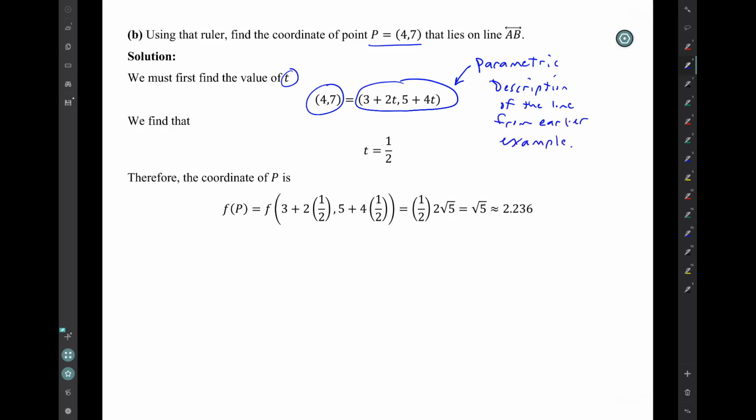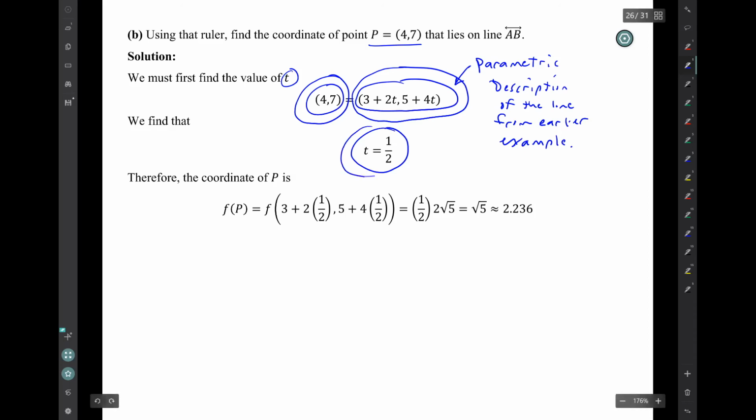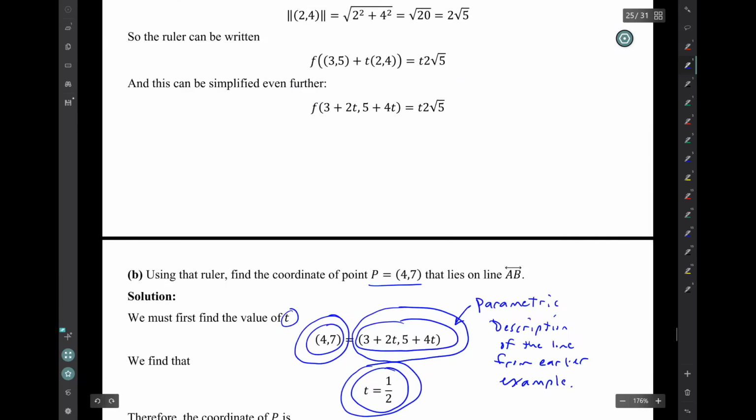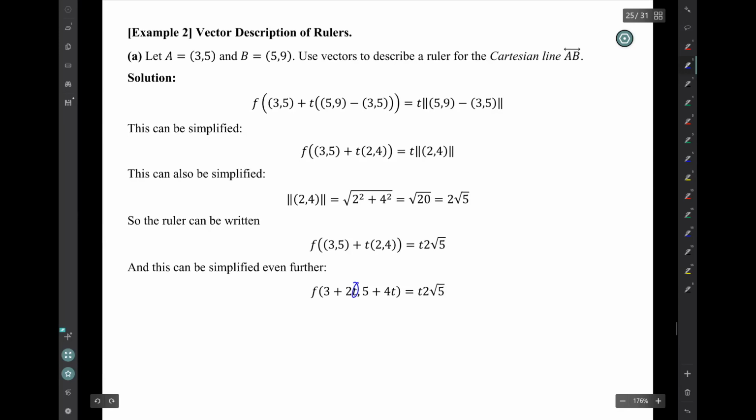So we have this equation that says this point, (4, 7), has to be obtainable by this calculation. So we can use that to figure out the value of t. t has to be the number 1/2. Now that we have the value of t equals 1/2, we can use that to find the coordinate.